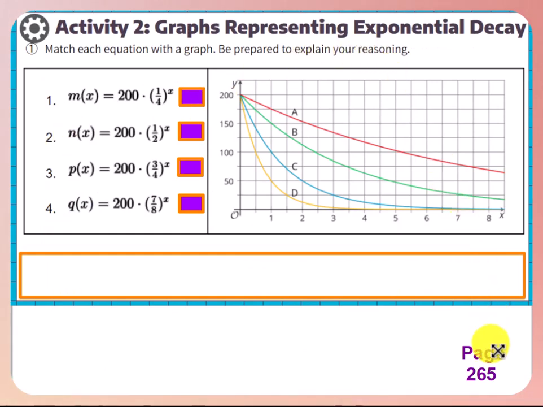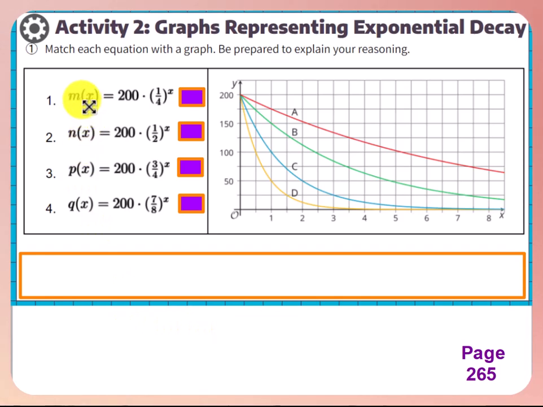Turn to page 265. Activity 2, graphs representing exponential decay. All right, so now we have the same initial amount, and our growth factors are numbers less than 1. All of them are less than 1, so it's going to show decay. Now it looks like they're changing at different steepnesses, dropping at different rates. Okay, so what do you think 1/4 is? Make a prediction or put your equations into Desmos and compare.